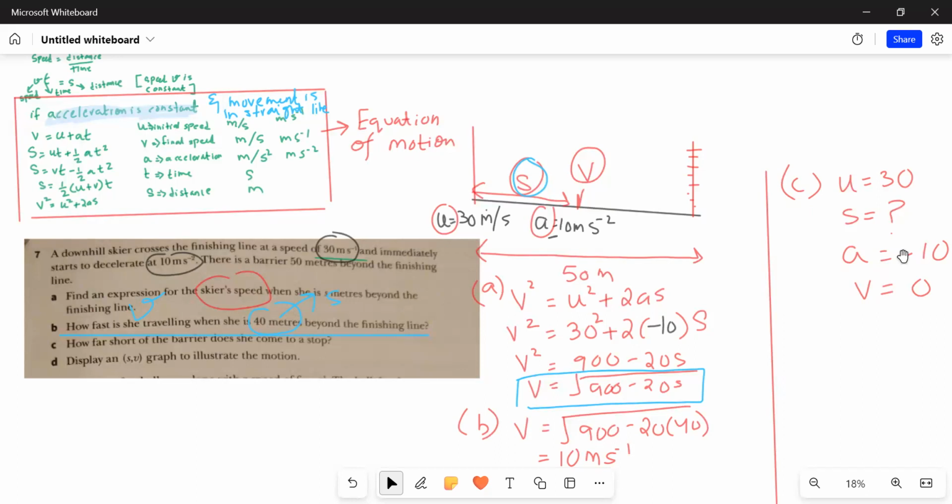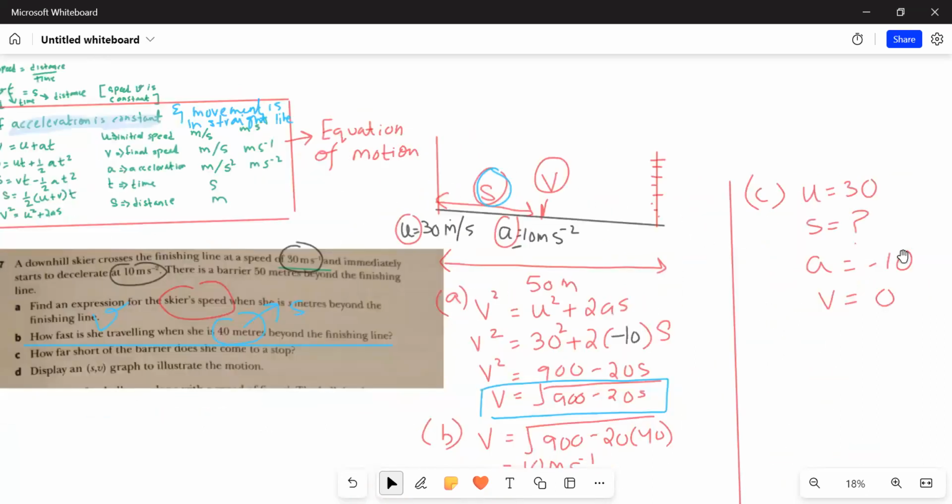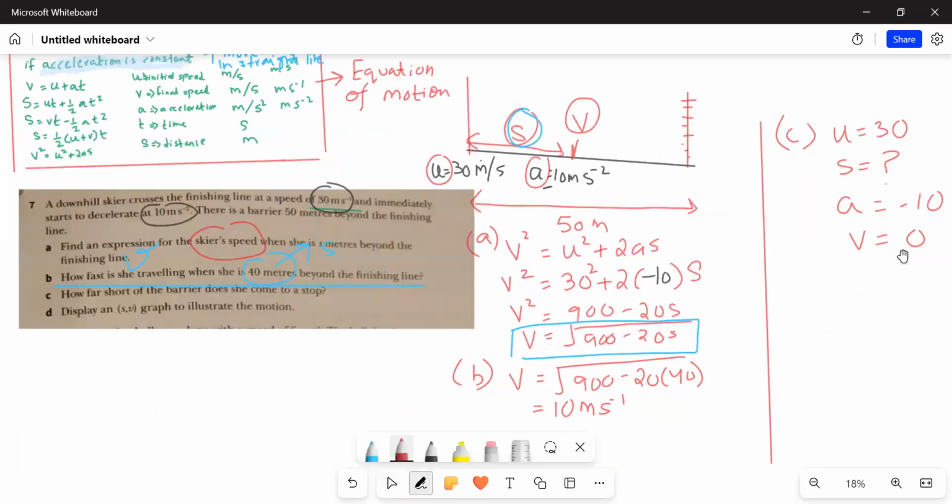s equals half (u plus v) multiplied by t. But we don't have t here; I haven't entered t in part C's data. v square is equal to u square plus 2as. So v square equals u square plus 2as would work.